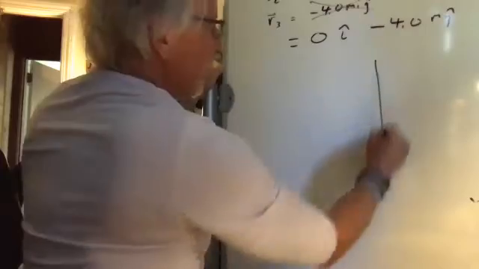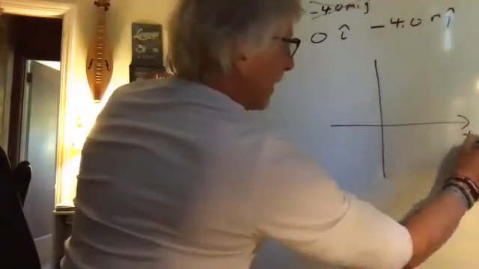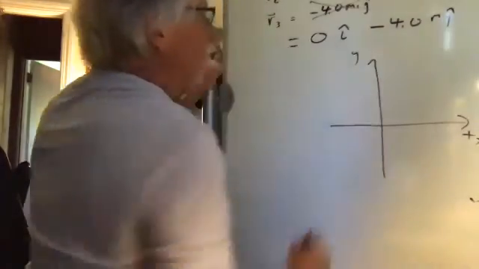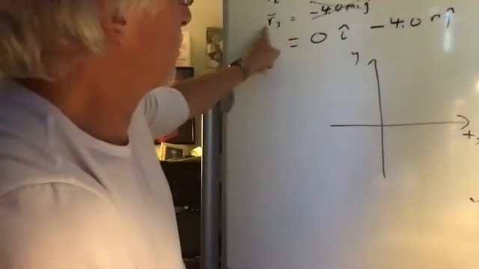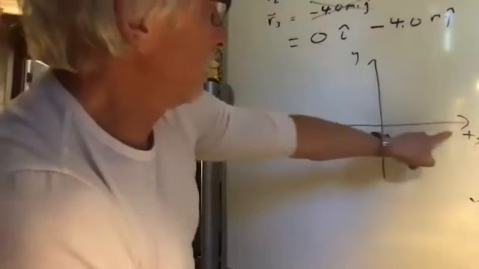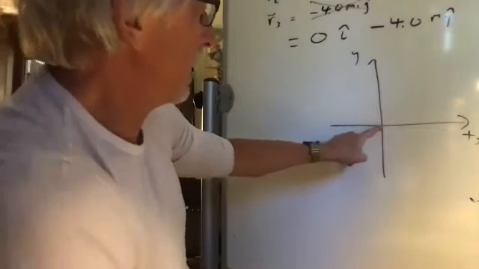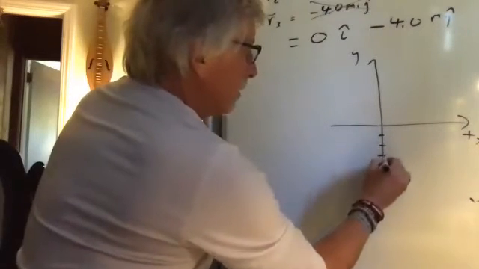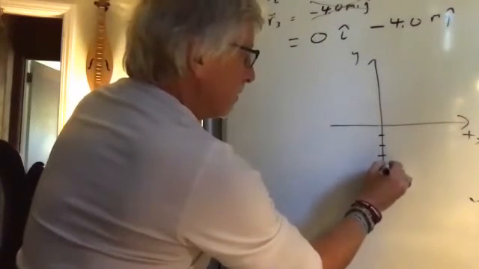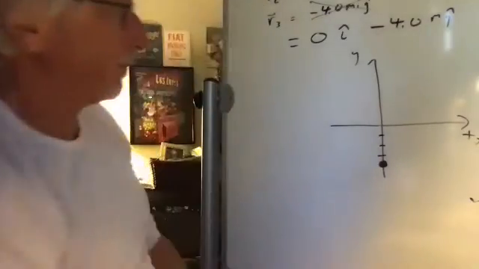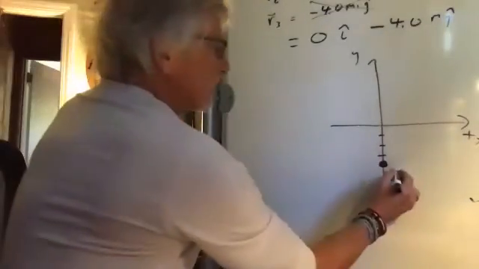What would that mean on a graph? Well, if this is my x and this is my y, then the position would be 0 in the x and negative 4 in the y: 1, 2, 3, 4. So that would be position 3.